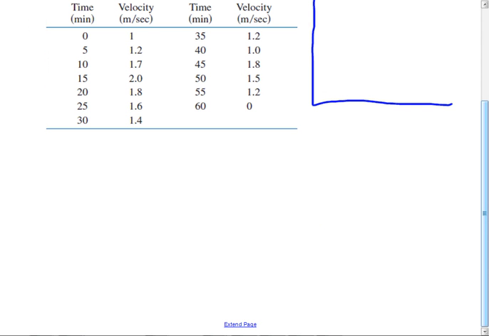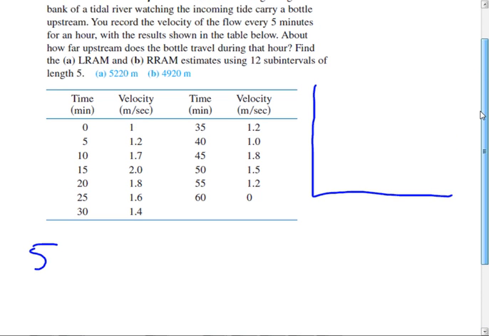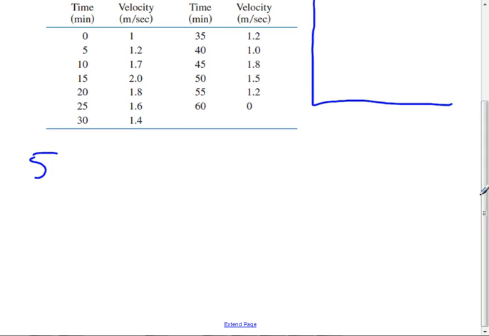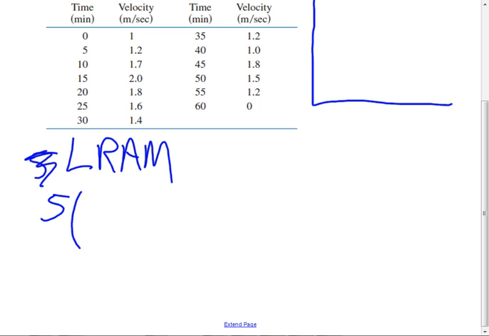Alright, so... Wait, which ones do you want me to do? LRAM and RRAM? I'll do the LRAM one first. How wide are the bases on this problem? 5. So they're all the same, but factor it out. Yep. Oh, okay, yeah, that'll work.